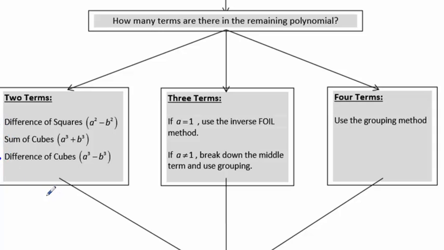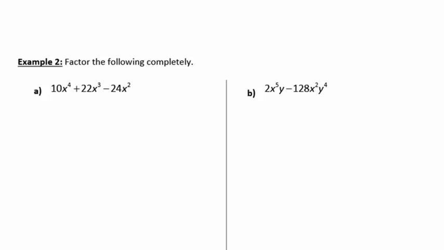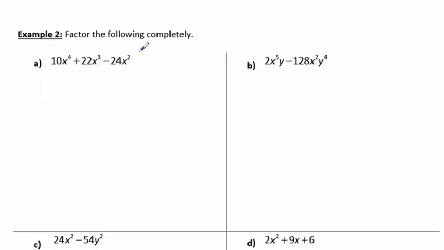If there are 3 terms, it's going to depend on if the coefficient a is 1 or not. If the coefficient a is 1, use c, break it up. If it's not 1, you can use grouping by multiplying the first and last terms. Then check to see if any of your factors are factorable again. If they are, continue to factor, and if not, you're done. In example 2, we want to factor each of these right here.